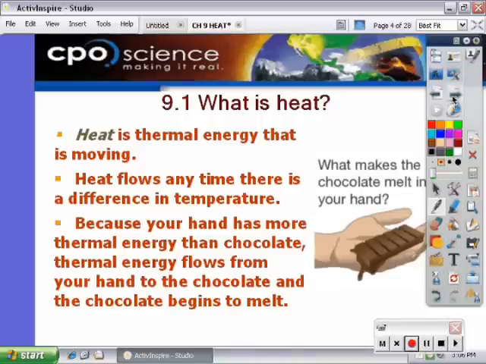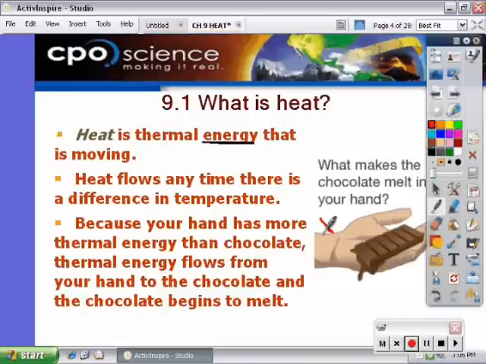Heat is the thermal energy that is moving. Now this is the thing: heat is a type of energy, a form of energy. Heat flows any time there's a difference in temperature. So look at the example. What makes the chocolate melt in your hand?